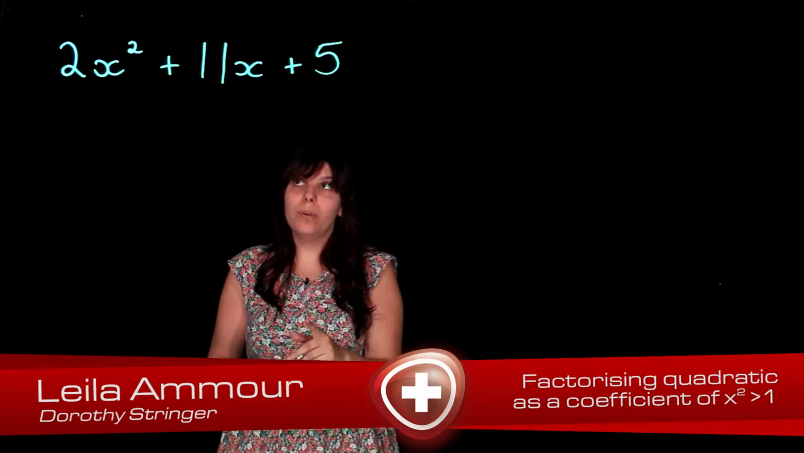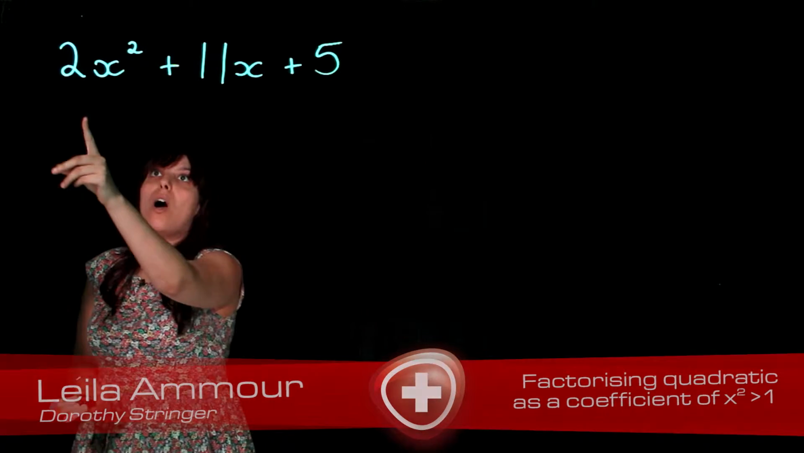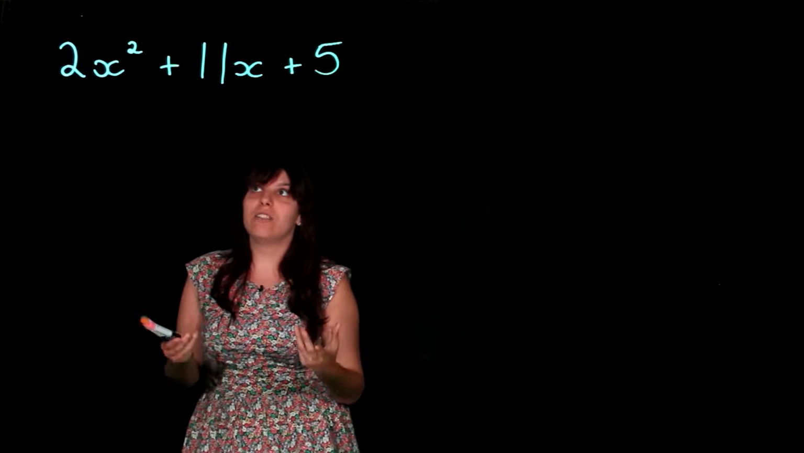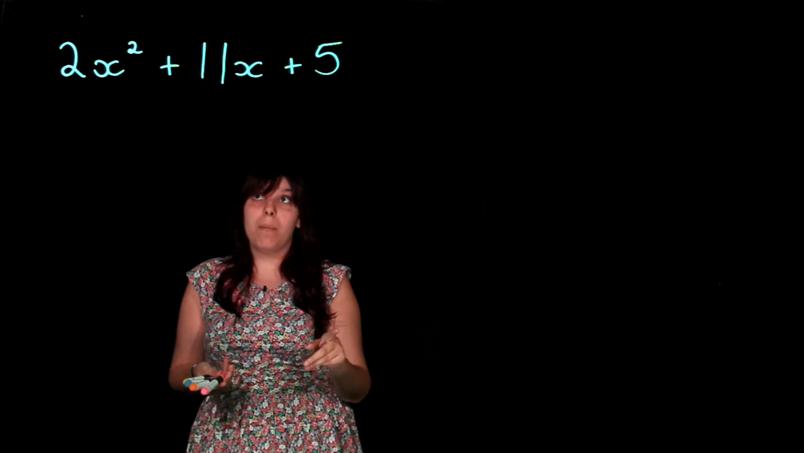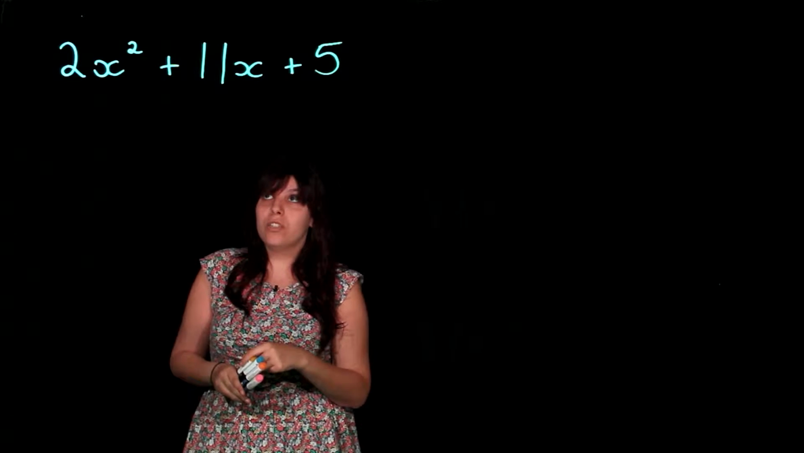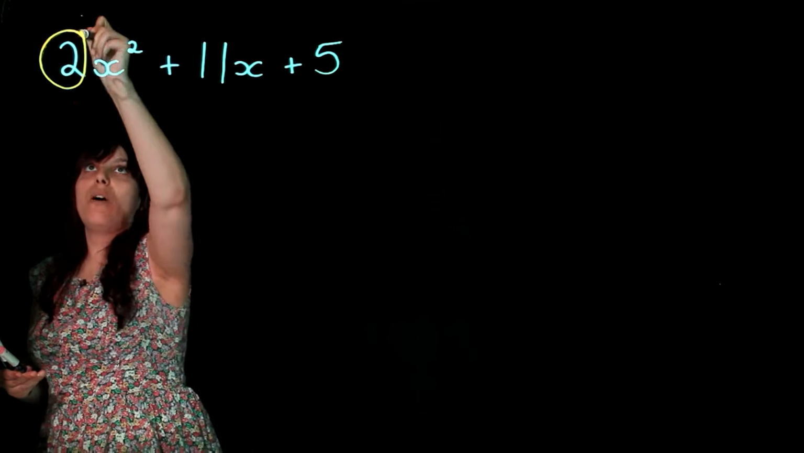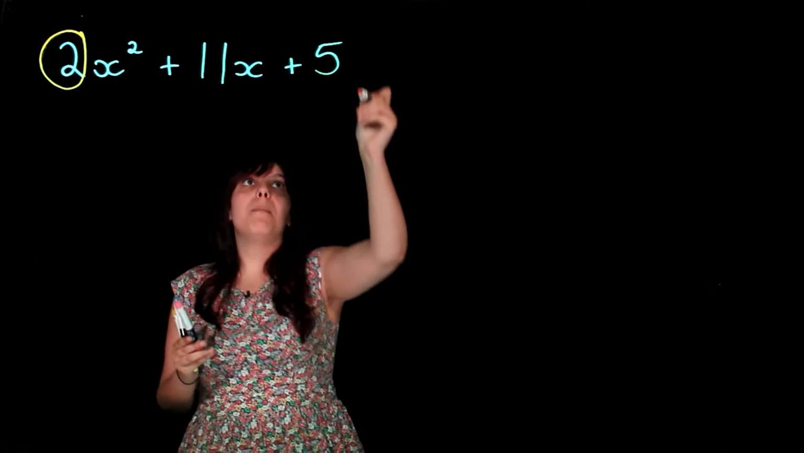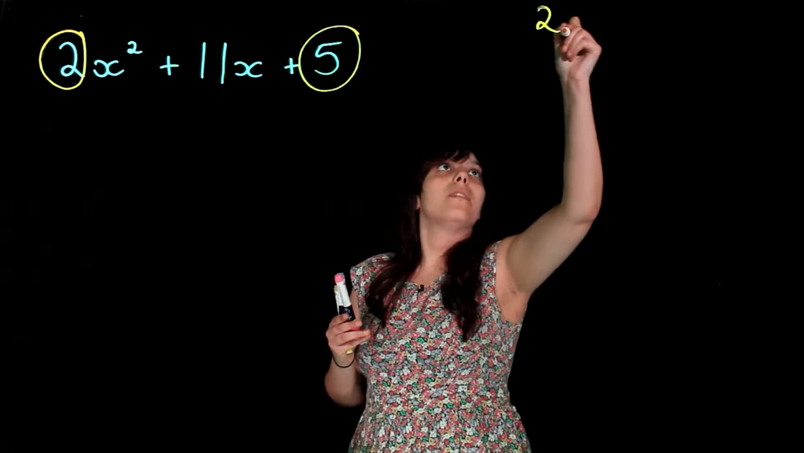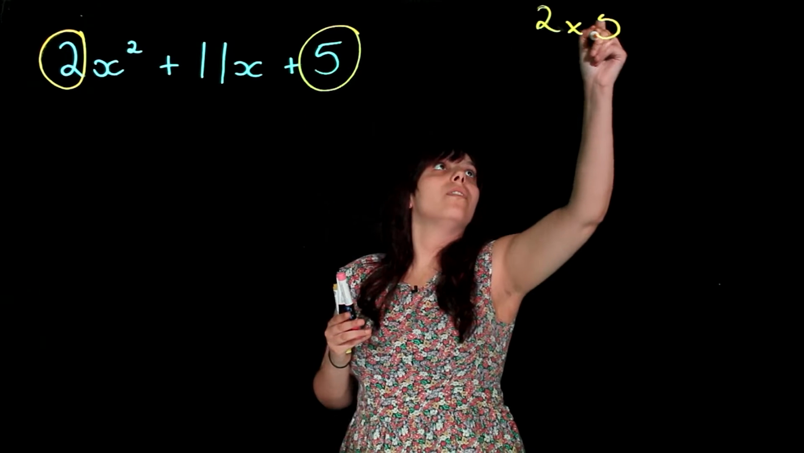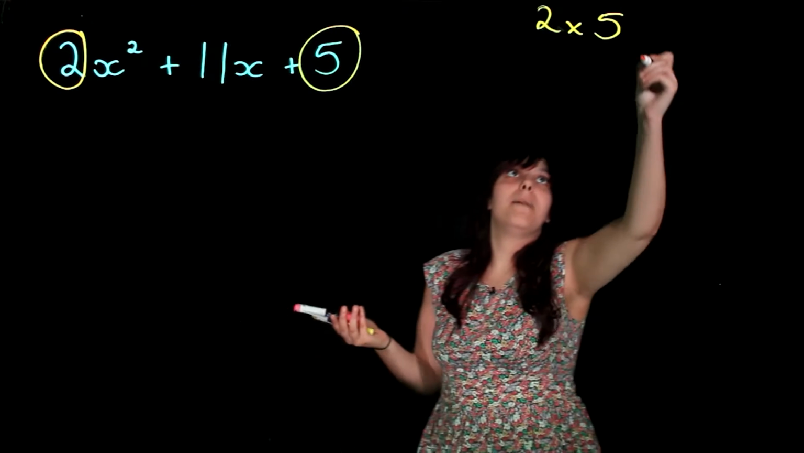In this example, if I were to factorise this quadratic, I'd have to think about the fact that my coefficient of x squared is greater than 1. Now to do this, I've got one extra step that I need to do first. That is taking my coefficient of x squared and my constant, and I want to multiply them together. So I get 2 times 5, which we know is 10.